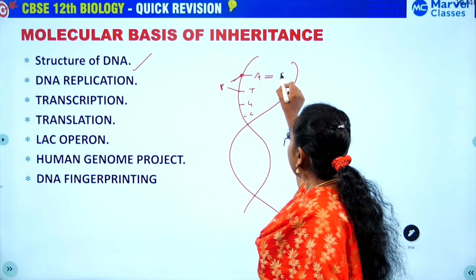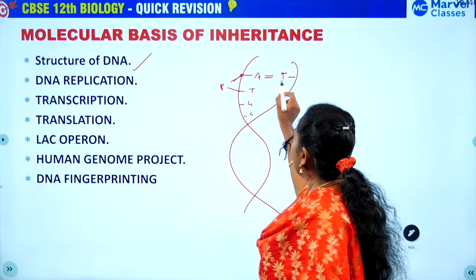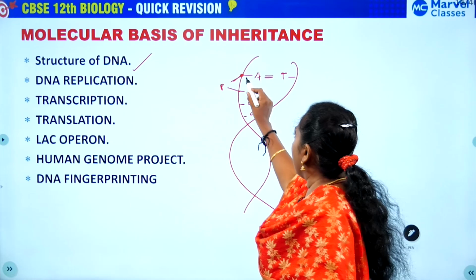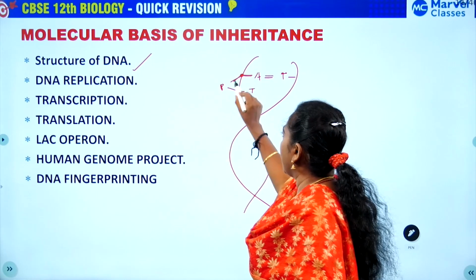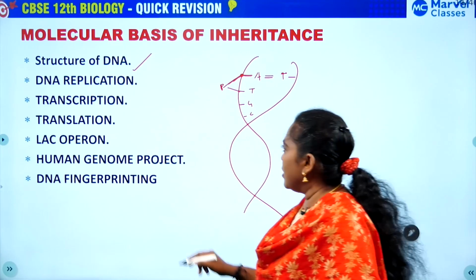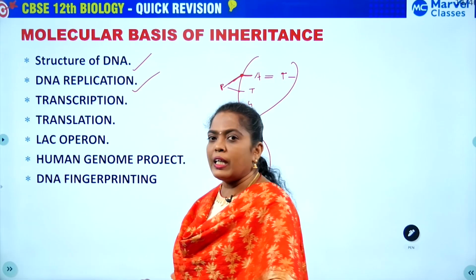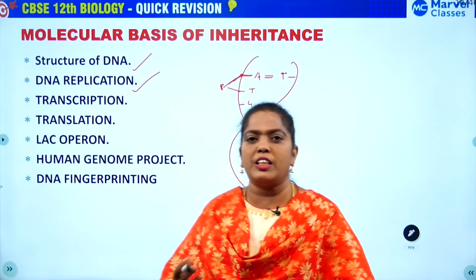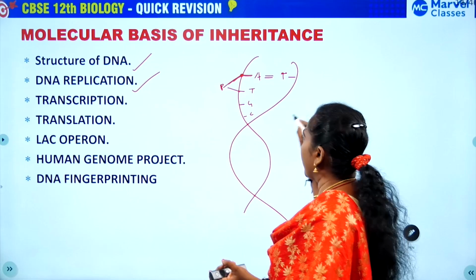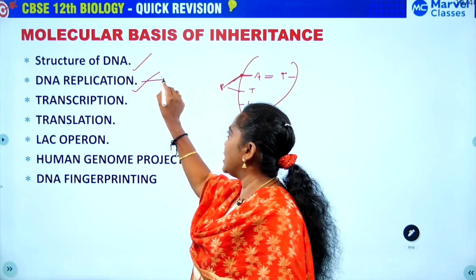Okay, so like that. Hydrogen bond will be present in between the nitrogen bases, and here you can say N-glycosidic linkage, and this is phosphodiester bond, like that. Then another important question is DNA replication, how the DNA is going to replicate or make a copy. Here you have to mention the enzymes.